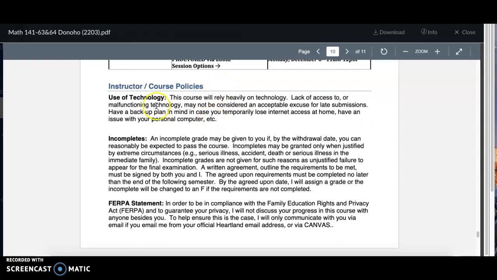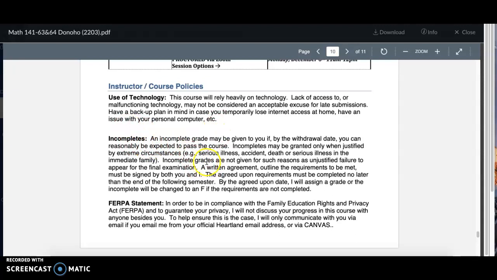We are obviously using technology very heavily in this course. It's all online. So if you all of a sudden have lack of access to technology or your technology malfunctions, this may not be considered an acceptable excuse for a late submission. Always have a backup plan in mind in case you temporarily lose internet access or you have some sort of a computer issue. Can you hotspot? Can you go to the library? Can you go to a friend's house? What can you do to get your work done on time?